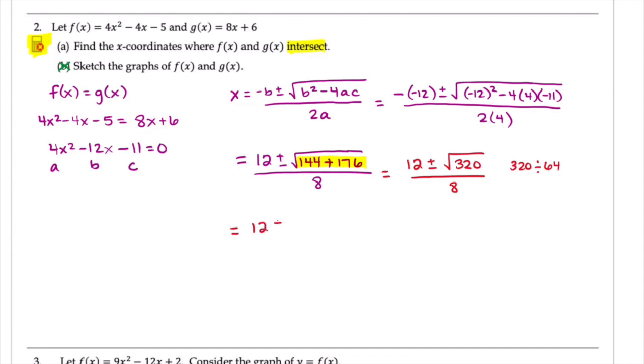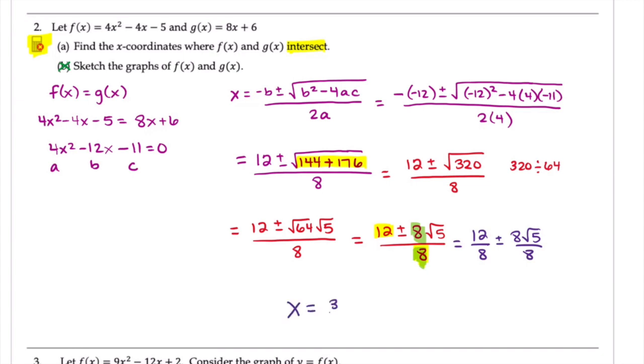12 plus or minus square root of 64 times square root of 5 all over 8, which I am going to keep going and simplifying further. And again, I'm dividing each of these pieces by my 8, by that denominator. So I'm going to separate it if I need to, or just know that. And we get our final answer of 3/2 plus or minus radical 5. And we are not doing the sketch of the graphs.